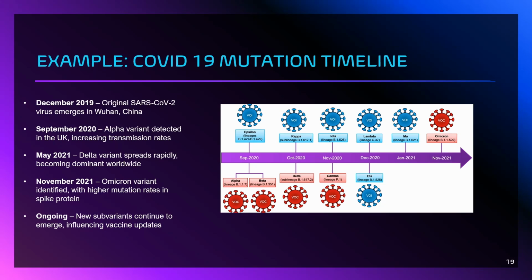Next up, we have a real-world example of the COVID-19 mutation timeline. December 2019, original SARS-CoV-2 virus emerges in Wuhan, China. September 2020, the Alpha variant detected in the UK, increasing transmission rates. May 2021, Delta variant spreads rapidly, becoming dominant worldwide. November 2021, Omicron variant identified with higher mutation rates in spike protein. As of today, new subvariants continue to emerge, influencing vaccine updates.